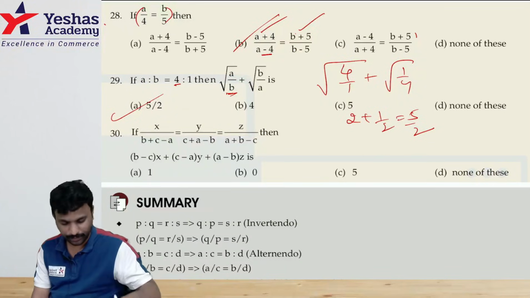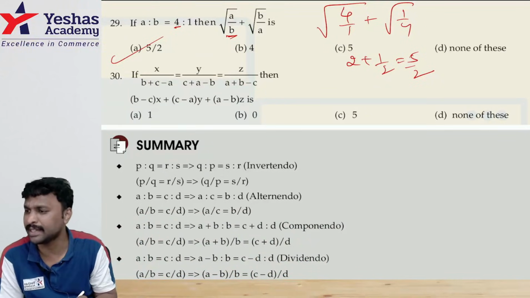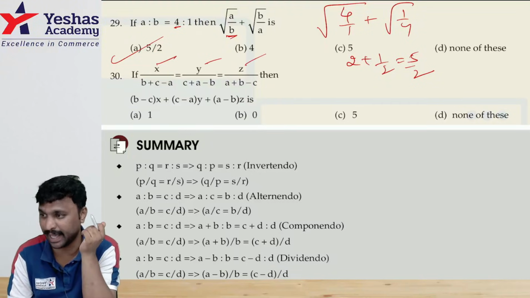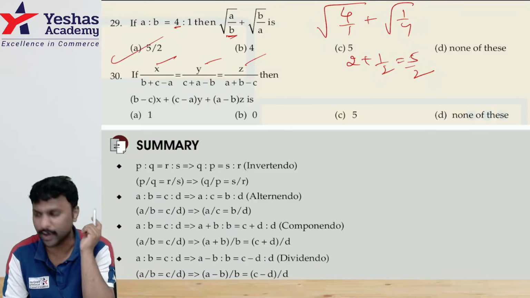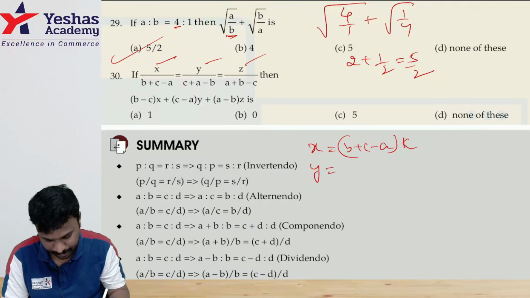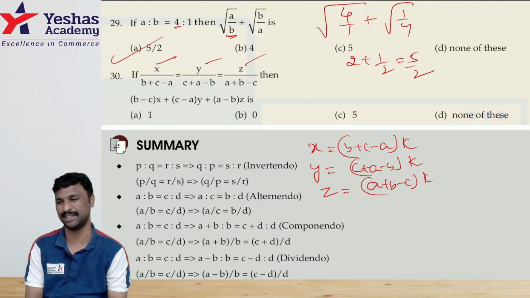Have you understood? Right. Guys, look at the next question. What they've given is 3 terms equated. Yes or no? They have given 3 terms equated. Whenever 3 terms are equated, you can always equate it to what? K. So what is x then? B plus c minus a into k. And what is y? Y is c plus a minus b into k. And z is a plus b minus c into k. Of course, the k you can plug in as equal to 1.